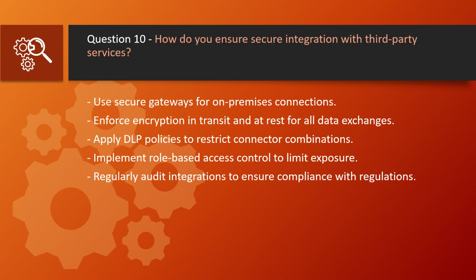How do you ensure secure integration with third-party services? For third-party services, we need to establish a secure gateway for the on-premise connections. It also ensures encryption in transit and at rest of all data changes. DLP policy should be applied with restricted connector combinations. Role-based access control with limited exposure should be applied, and definitely the audit integration should be compliant with the regulations.